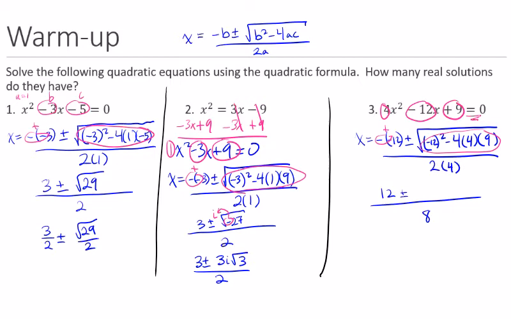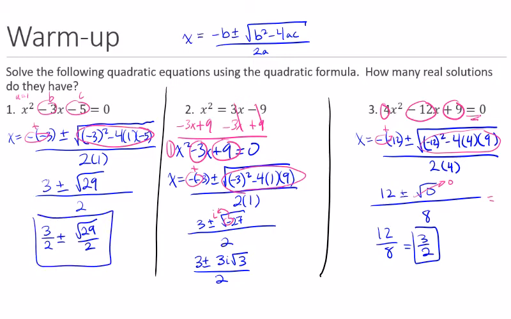And it turns out to be 144 minus 144, which is 0. So the square root of 0 is, of course, 0. So we have 12 plus or minus 0 over 8, which equals 12 over 8. 12 plus 0 is the same as 12 minus 0, so we just end up with 3 halves. So only one answer there. We went from having 2 real solutions, to 2 complex solutions or no real solution, to 1 solution.